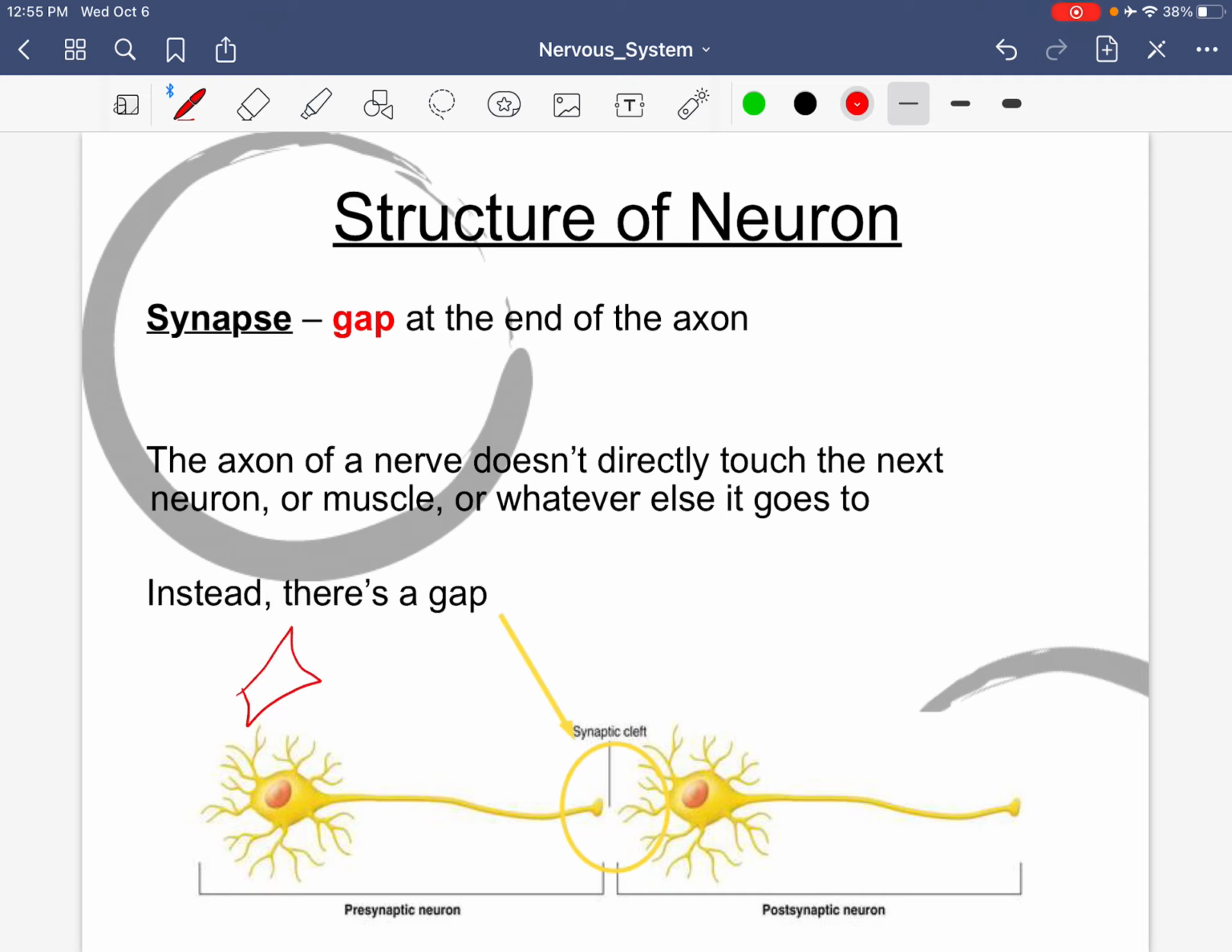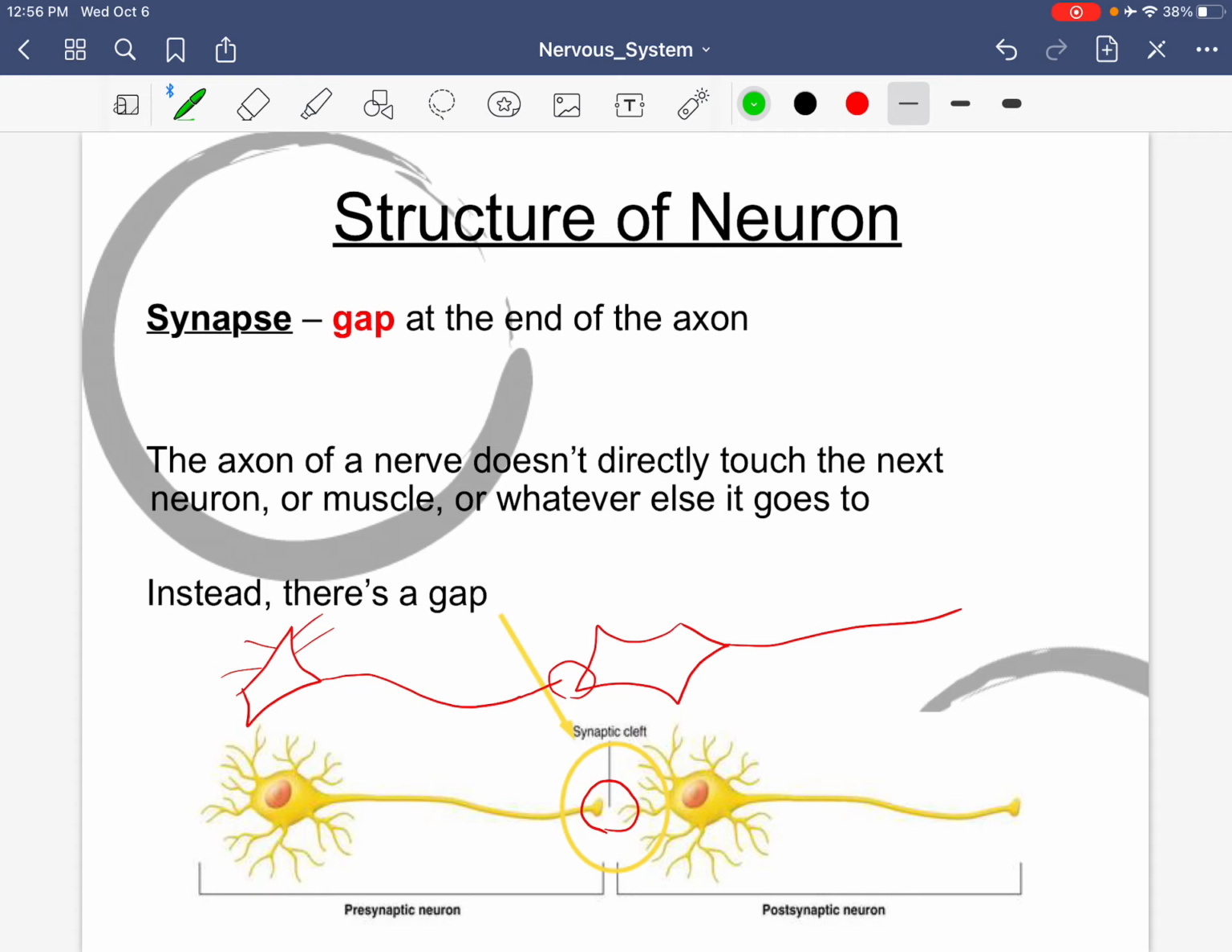Now, you've probably heard of a synapse. Let's just make sure we understand what that is. We've already established a neuron, cell body, dendrites coming off of it, one axon. Now, when that axon comes to another nerve, they don't touch. There is a gap. And that gap between neurons, between the axon of one neuron and the cell body, or sometimes the axon of another, or dendrite of another, is called a synapse.